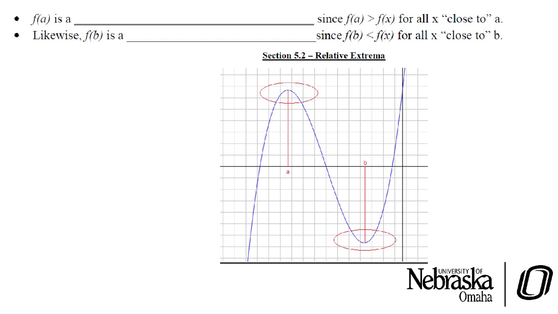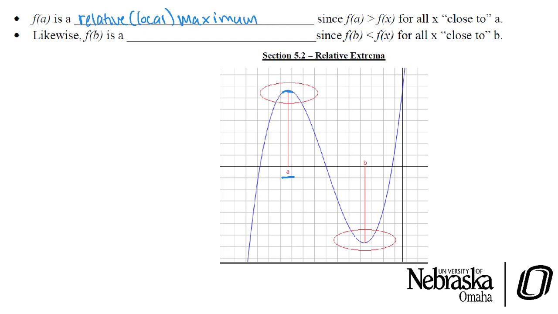So it says f of a is a blank. If we look at the graph, remember f of a is like our y value, or our function value, at the x value a. So if we look at the graph here, a is our x value, and you can see mapped at the top where our y value is. Now, this is called a relative or a local maximum. We're going to use the word relative mostly in this course.